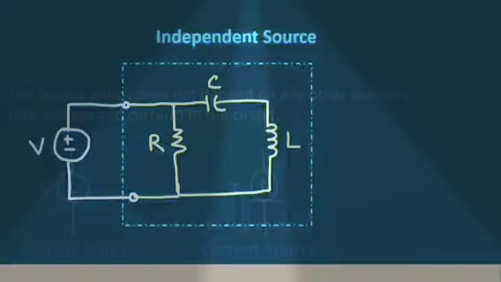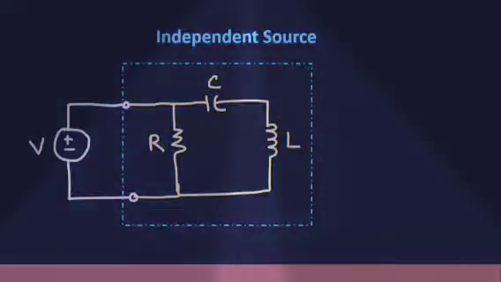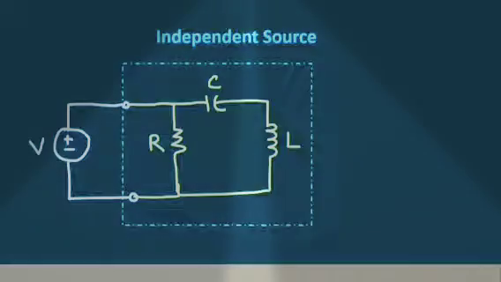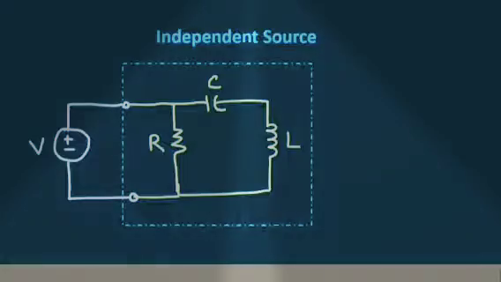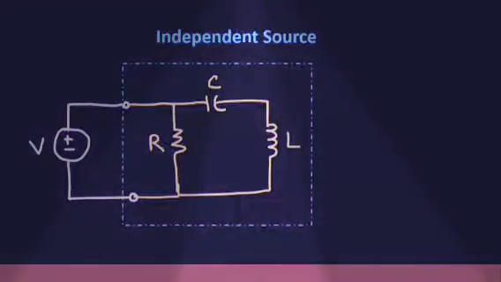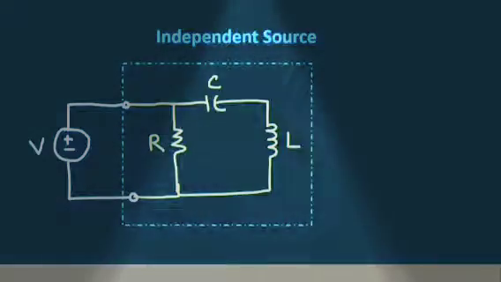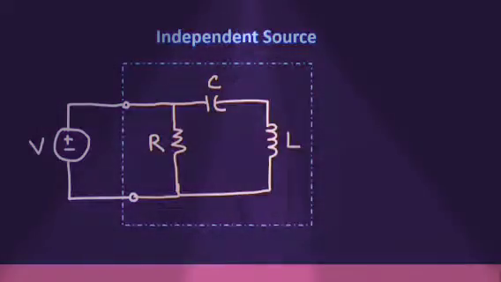Now understand the independent source by a circuit diagram. As we can see in the circuit, R, C and L are connected with voltage source V. If we change the value of R, C, L to 2R, 2C, 2L, then the value of voltage is the same for all the cases. So we can say it is independent of the circuit connected to it.